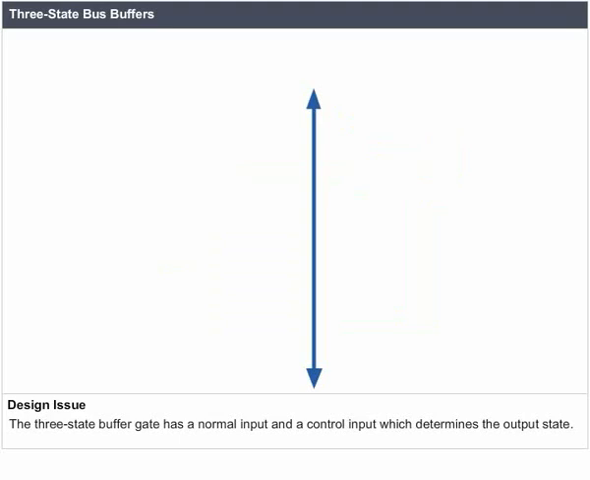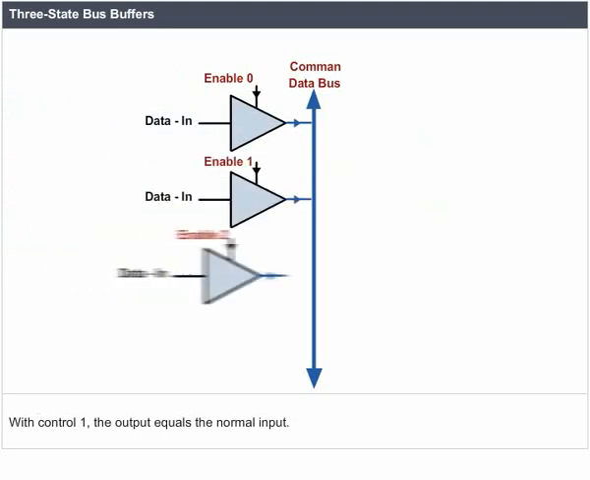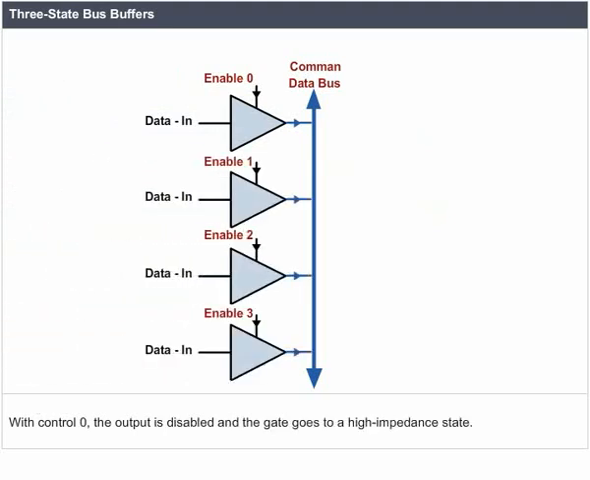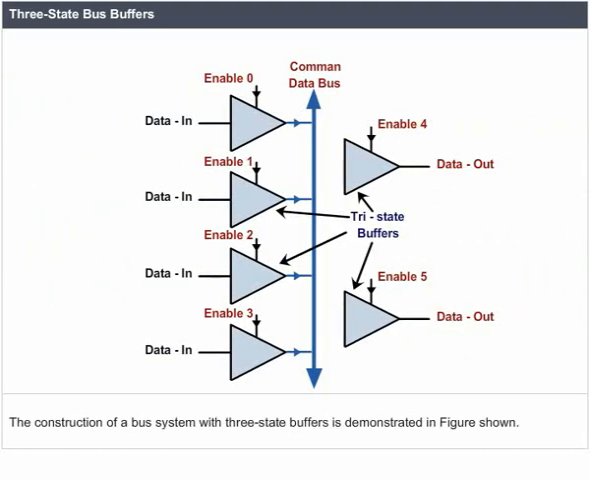Design issue. The 3-state buffer gate has a normal input and a control input which determines the output state. With control 1, the output equals the normal input. With control 0, the output is disabled and the gate goes to a high impedance state. The construction of a bus system with 3-state buffers is demonstrated in the figure shown. The outputs of 4 buffers are connected together to form a single bus line.